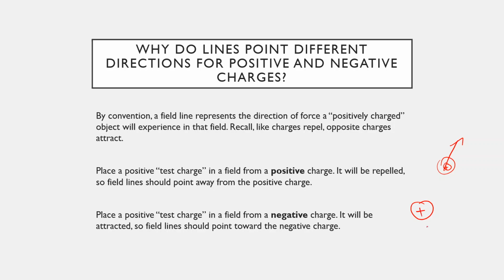Okay, you could do the same thing replacing this central positive charge with a negative charge. And you might recall that positive charges are attracted to negative charges. So instead of the field pointing away from that negative charge, this test positive charge here would be attracted. So you say that the field line points towards the negative charge. So that's how we use that convention. The field points away from positive charges because that's the direction that a positive charge would move when placed in that field.